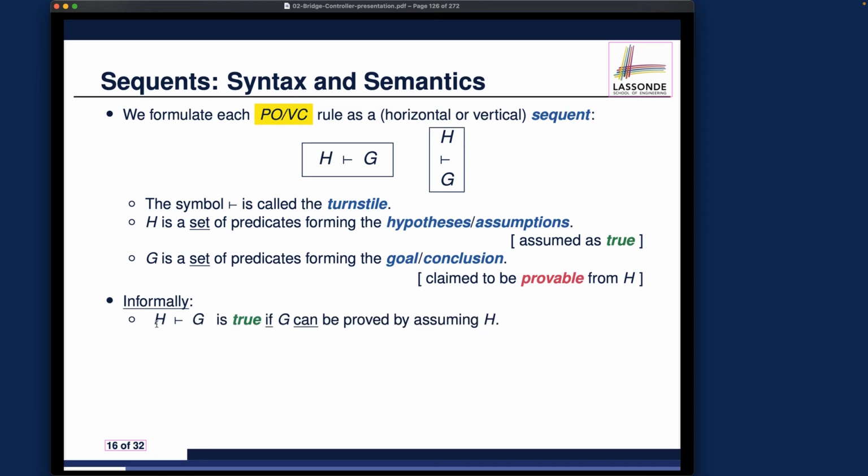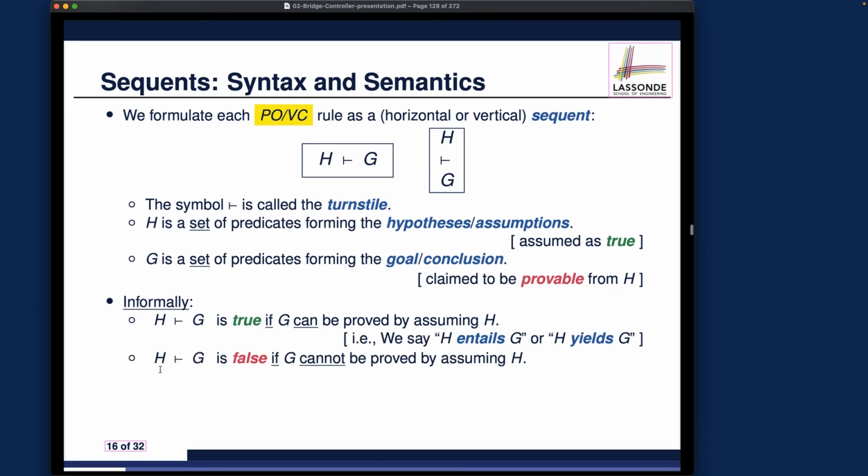We're saying that this turnstile, the predicate over here, will be true if G can be proved by assuming H, right? Basically, we want to prove G as a goal, but in order to prove it, we can assume H. That's basically what we meant, right? But what if we cannot prove it? In that case, if we cannot prove G by the assumption of H, we'll say the entire turnstile is actually false, right? Because G simply just cannot be proved, even by assuming H.